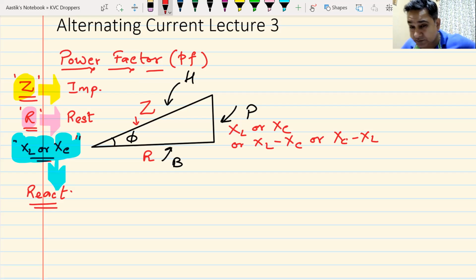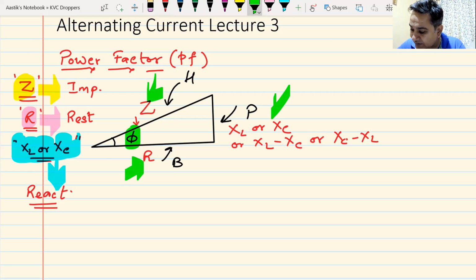Perpendicular is the reactance. Base is your resistance. And Z, impedance, is your hypotenuse. I'll give you a minute to note it down. Now, before going any further, I must also add here, this is phi, the angle is phi. This is Z, this is R, and this is XL or XC.